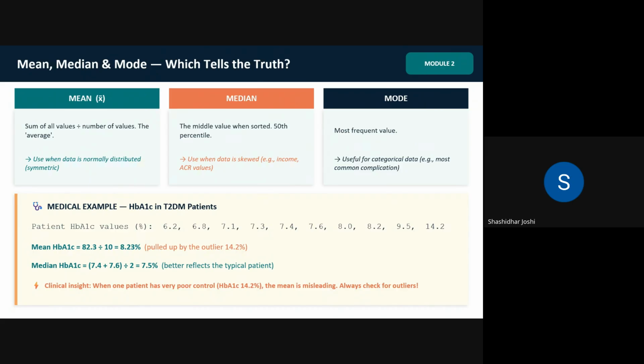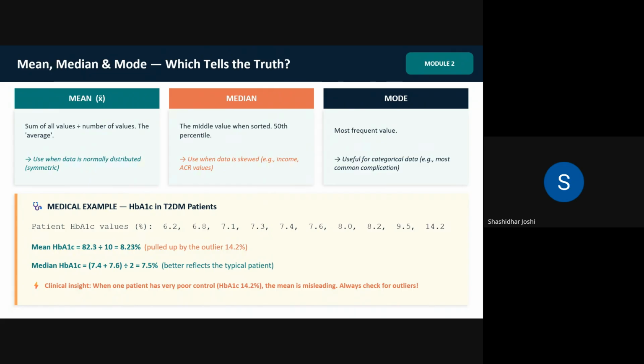Now the important aspect from a clinical angle is when one patient has very poor control, for example, in the series, HbA1c is 14.2%. That indicates very poor control. The mean is very misleading because the mean is always affected by extreme values. So 14.2 is a kind of extreme value here. We always need to have some checks and balances in the data. You cannot always trust the mean. You have to go for the median in that case.